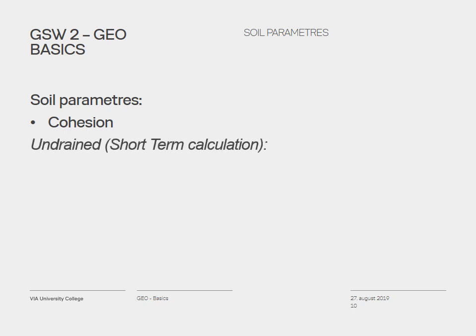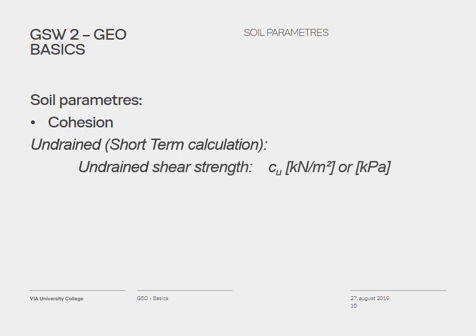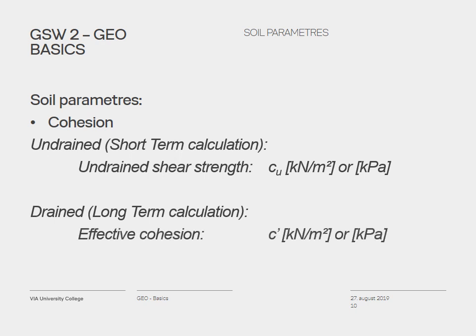For cohesion soils, as said before, we have an undrained or short-term state where we use the value Cu, the undrained shear strength. The unit is kilonewton per square meter or kilopascal. In the drained state or in the long-term state, we use the effective cohesion C prime. The unit is the same, kilonewton per square meter or kilopascal.